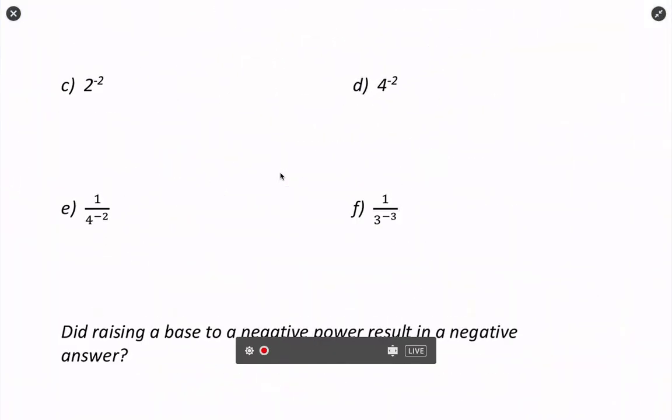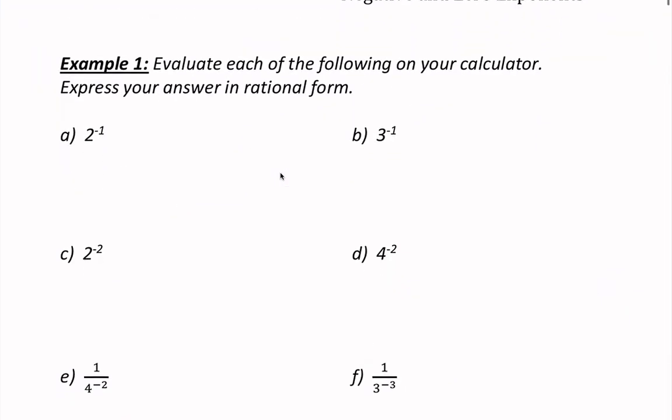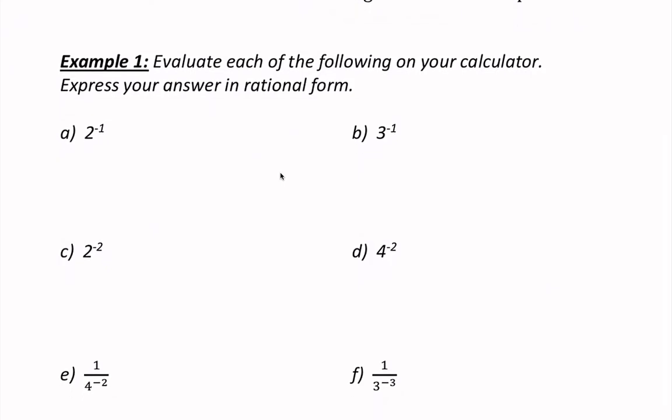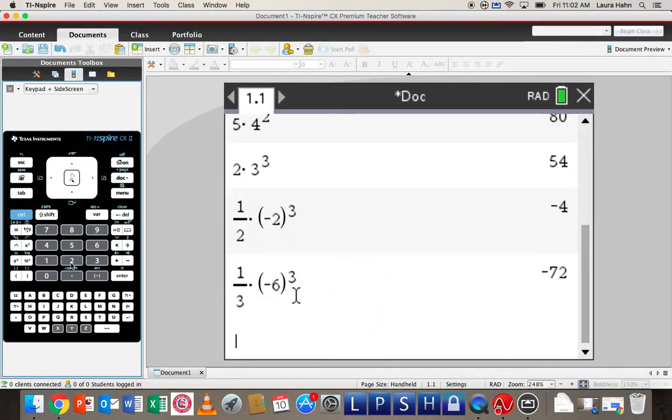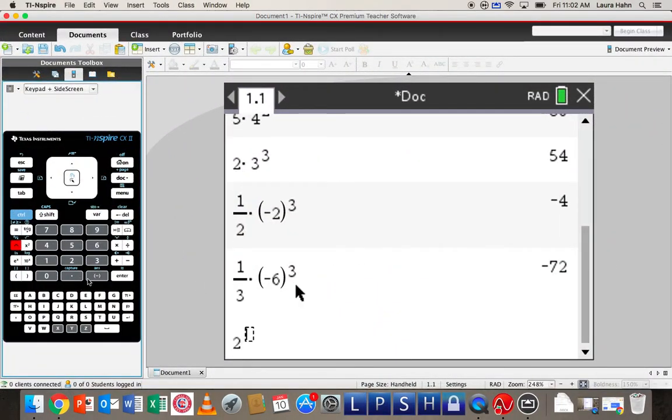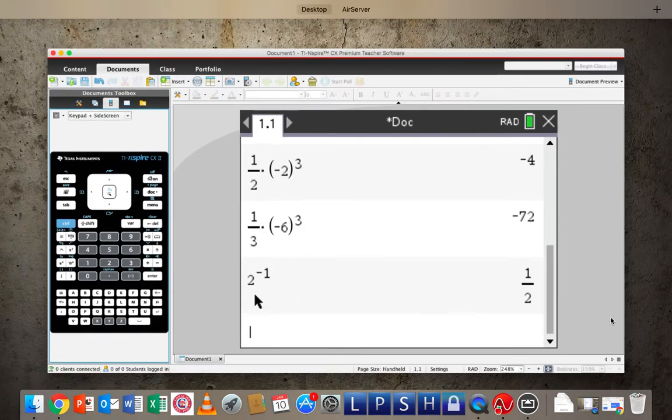Okay, so we're going to learn two new rules today. One of them is super easy, and we'll save that one for last. So it says evaluate each of the following on your calculator. Express your answer in rational form. So I'm going to type in 2 to the negative first power to see what that looks like. So 2 to the negative first power is 1/2.